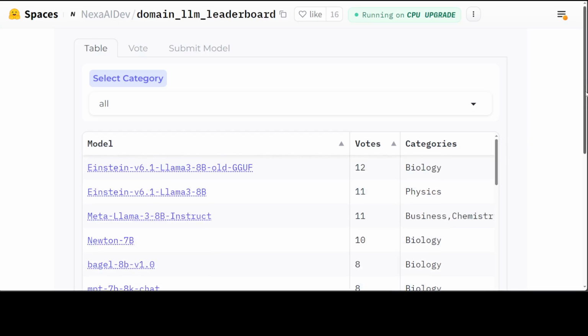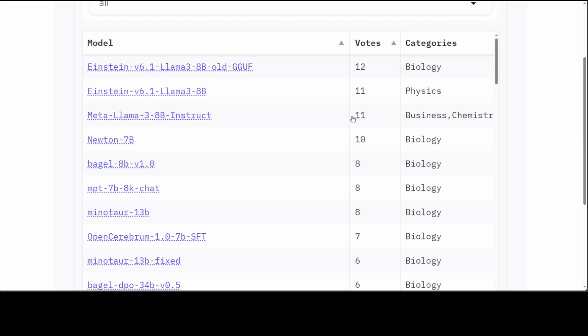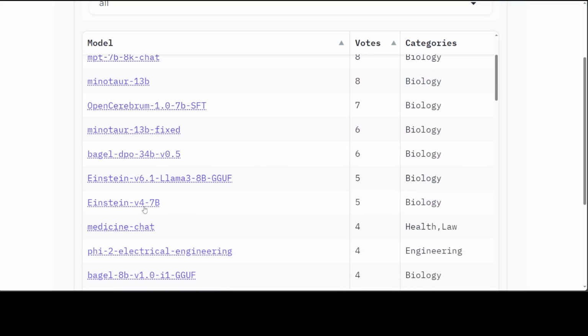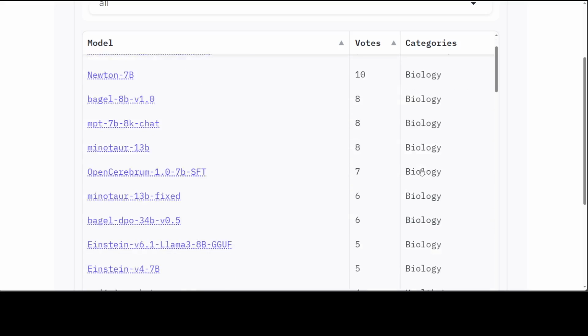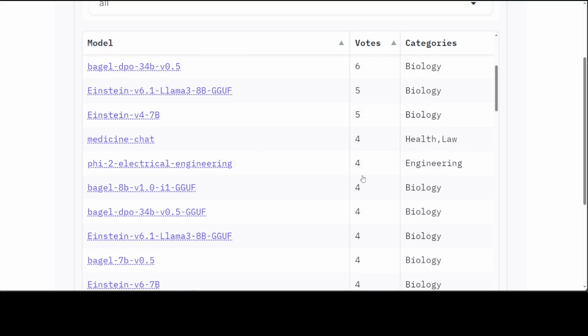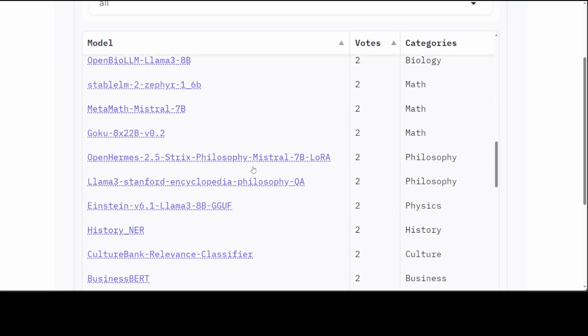For example, for the older Einstein version, for Llama 3 there are only 12 votes, but for Llama 3 8 billion there are 11 votes. And according to this leaderboard, Einstein is really good for biology, but if you scroll down you will see that Einstein version 4, other than Llama 3, is good for biology too, but the votes are lesser. Similarly, you would see there are some domain specific LLMs for business, chemistry, health, law, medicine chat, and then there is no mention of OpenBio LLM. So it doesn't look like it is updated that much. But interesting concept, I should say.